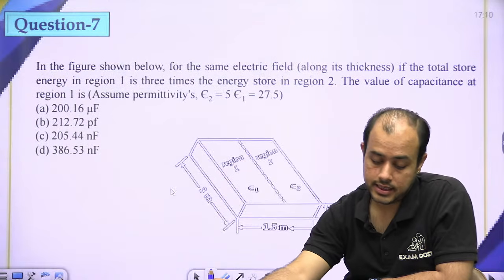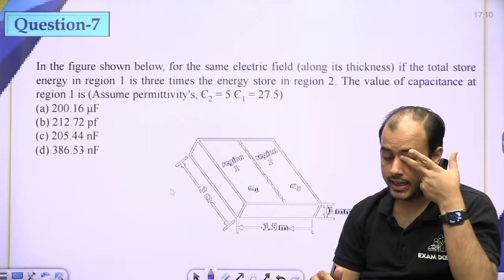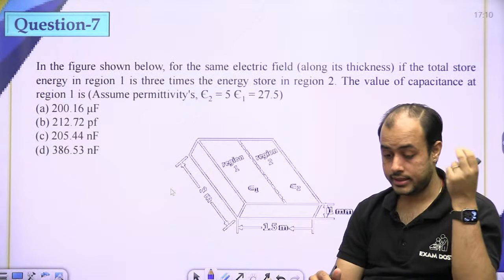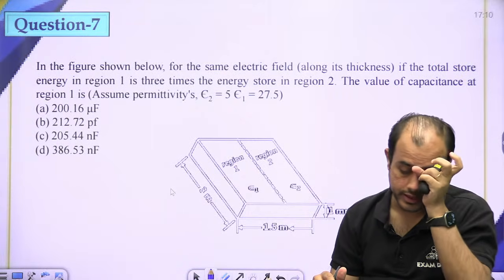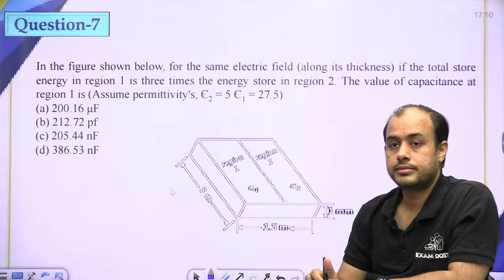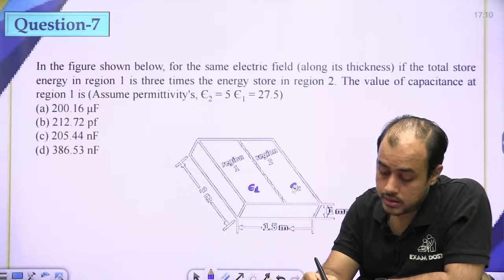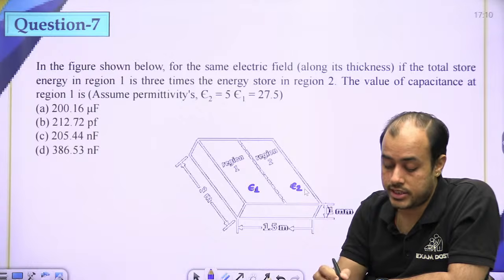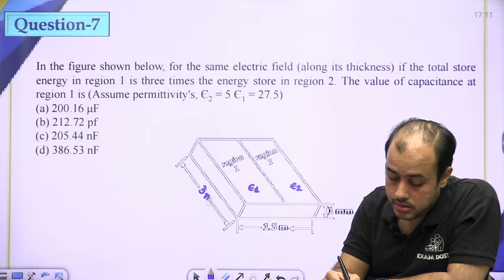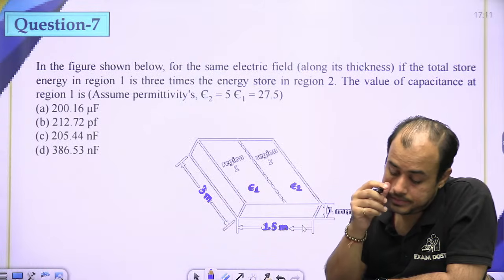चलिए, in the figure shown below for the same electric field, total energy in region 1 is 3 times the energy in region 2. What is capacitance of region 1? ये नजर आ रहा है ना? This is epsilon 1, epsilon 2. Okay. Now energy in region 1 is 3 times the energy in region 2. Okay.